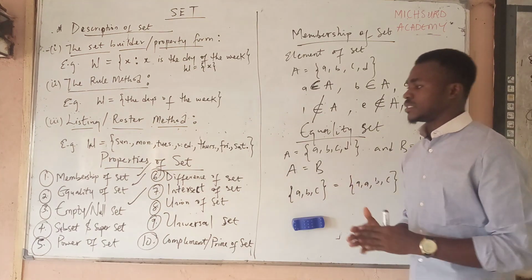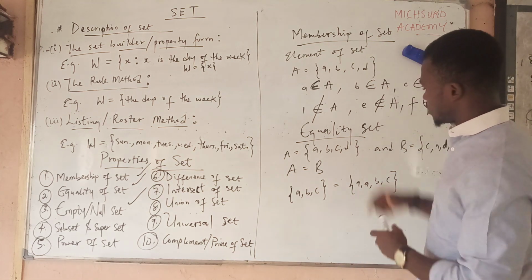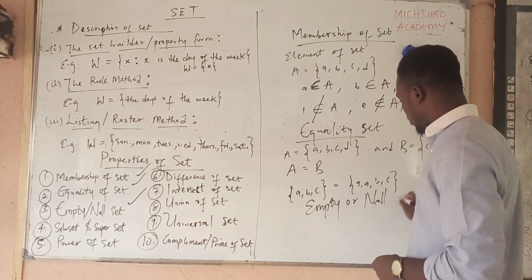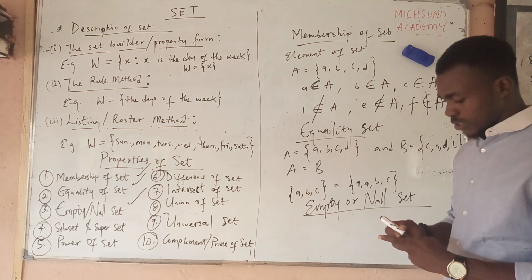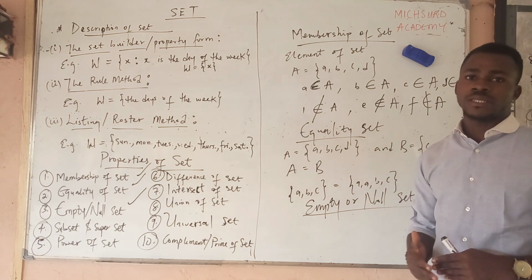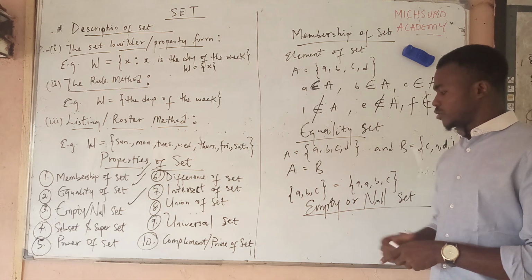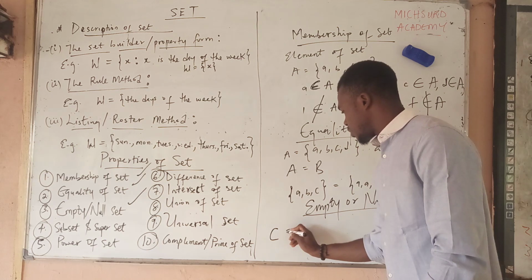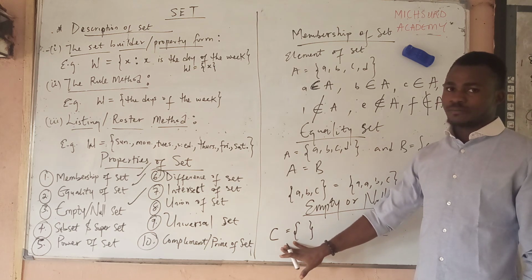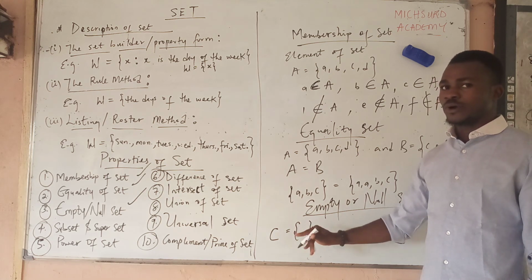Alright. Now the next one on the list is the empty or the null set. So it's either we call it the empty set or we call it the null set. Okay, so in this kind of set, from the word empty, they are sets that do not have elements in them. So such sets we refer to as the empty sets. Okay, so for example, I give you set C is equal to this. Okay, this is a type of empty set, because you can't see any elements in this set.